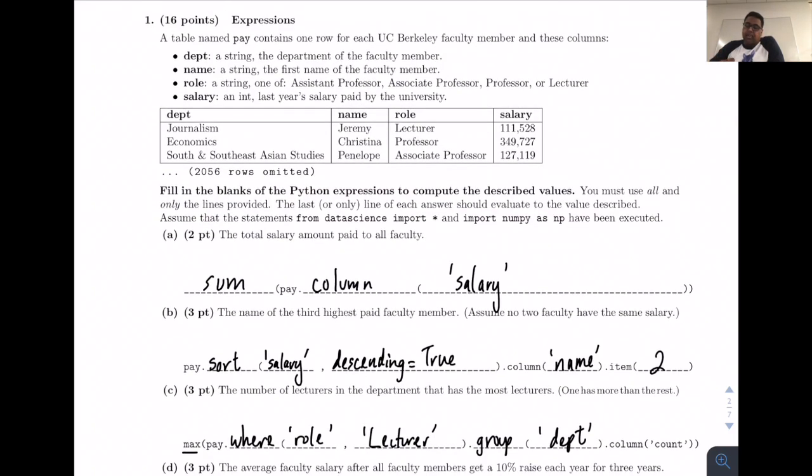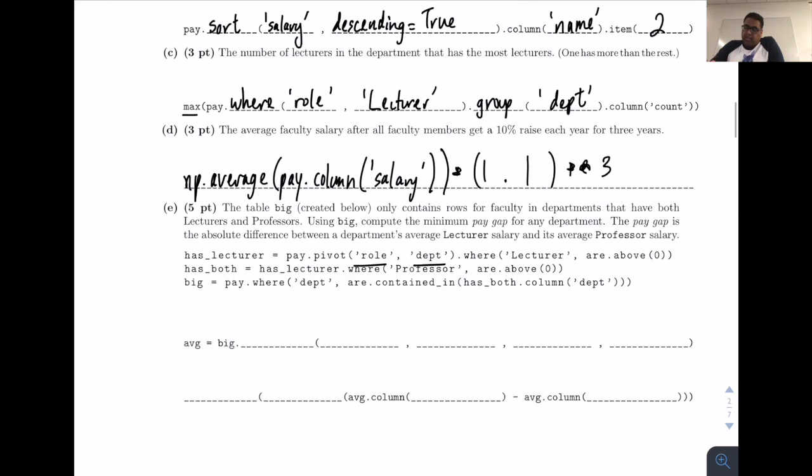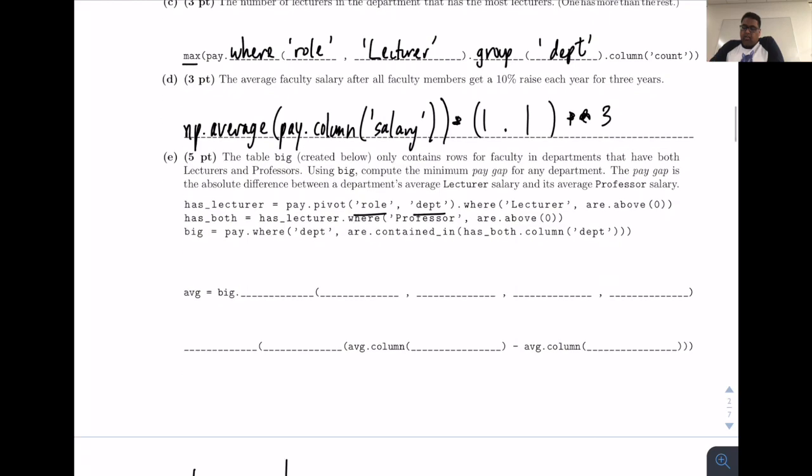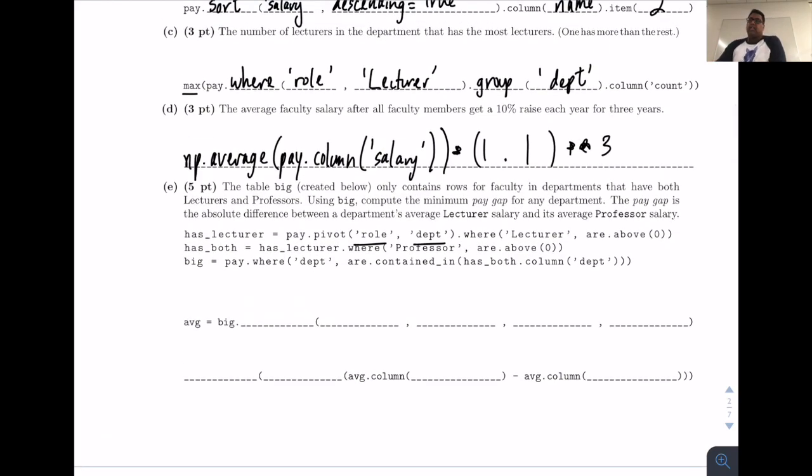So big will look something like this, but it'll only contain values from departments that have at least one lecturer and one professor, right? So how do we go about finding the minimum pay gap for any department? Right here, in the skeleton code that they give us, we have big dot something, and then something with 4 arguments, and here we were subtracting away 2 different columns.